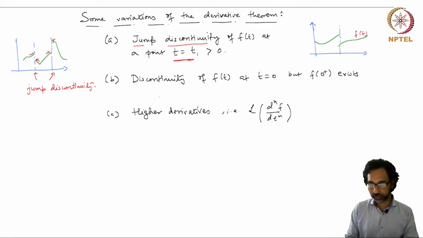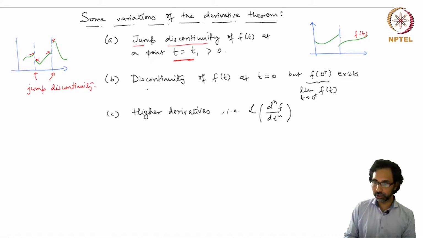The second one is that f itself is discontinuous at t equal to 0, but the limit exists. So f of 0 plus here is simply the limit as t tends to 0 from the right of f(t). This limit exists, but the function itself is not continuous at t equal to 0.